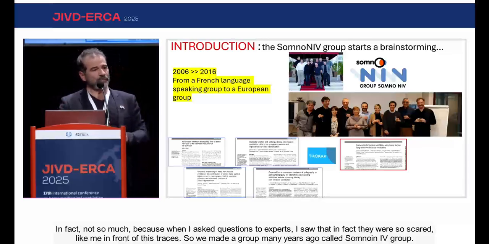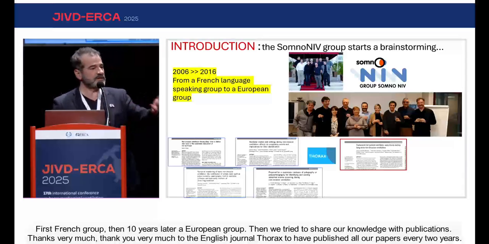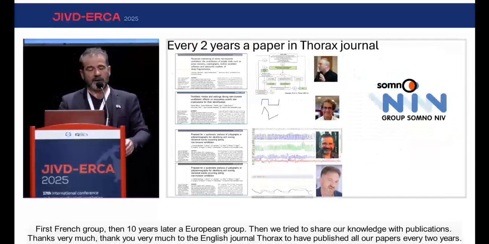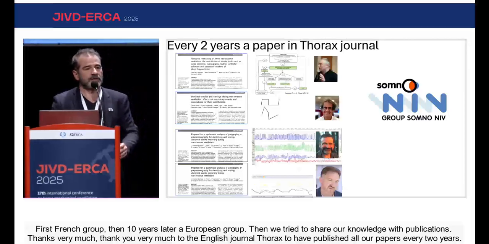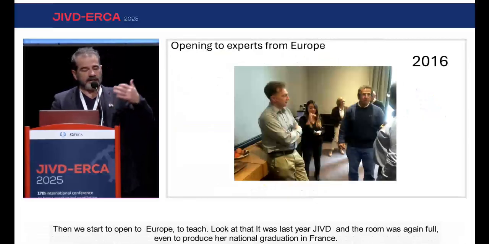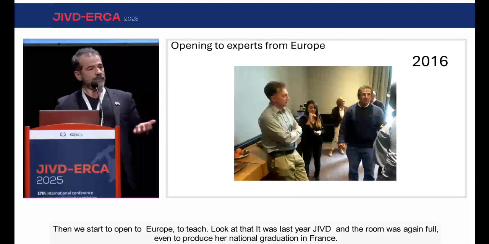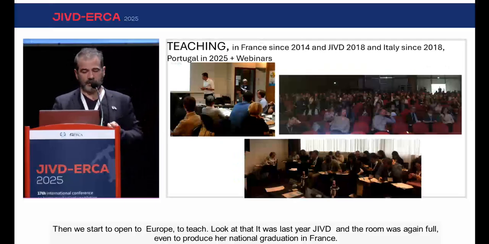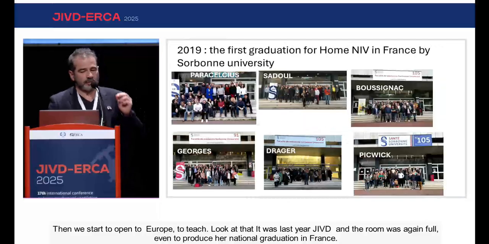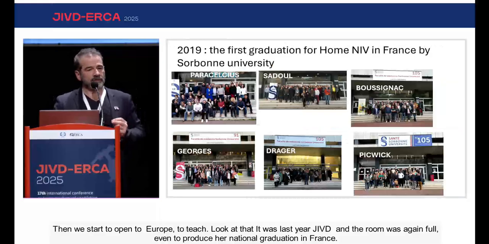So we made a group many years ago called Somno NIV Group. First a French group, then 10 years later, a European group. Then we tried to share our knowledge with publications. Thank you very much to the English journal Thorax to have published all our papers every 2 years. Then we started to open to Europe to teach. Look at that, it was last GAVD and the room was again full. Even to produce a national graduation in France.